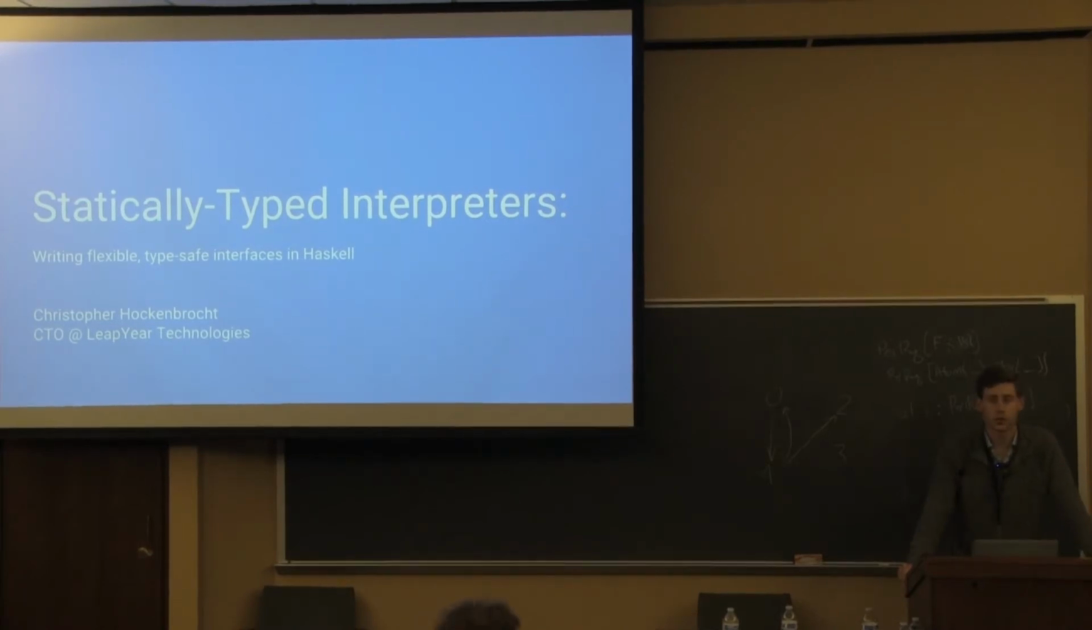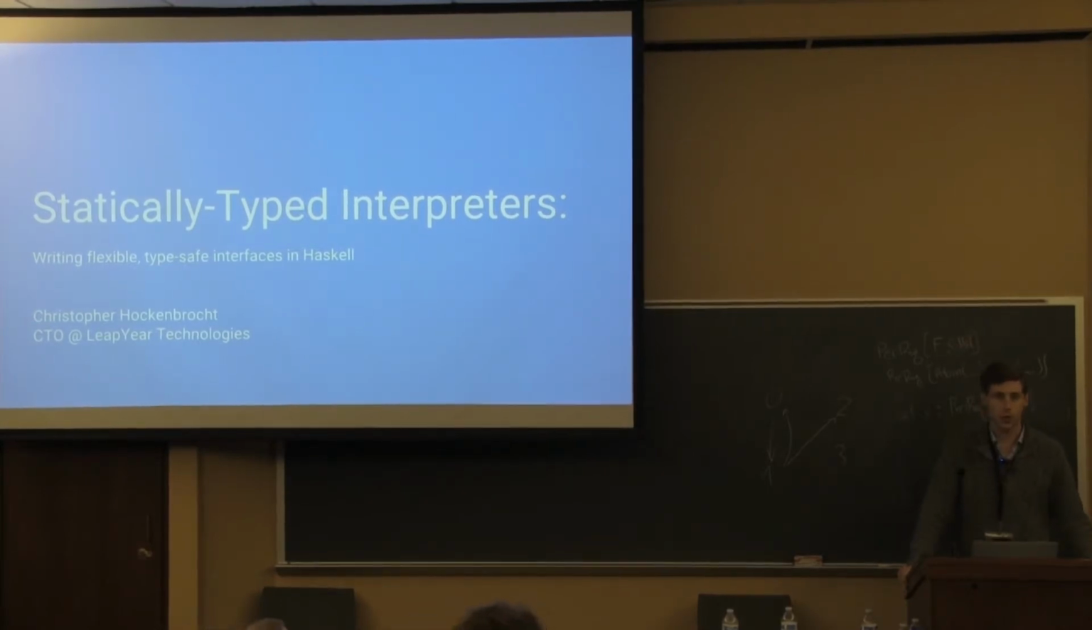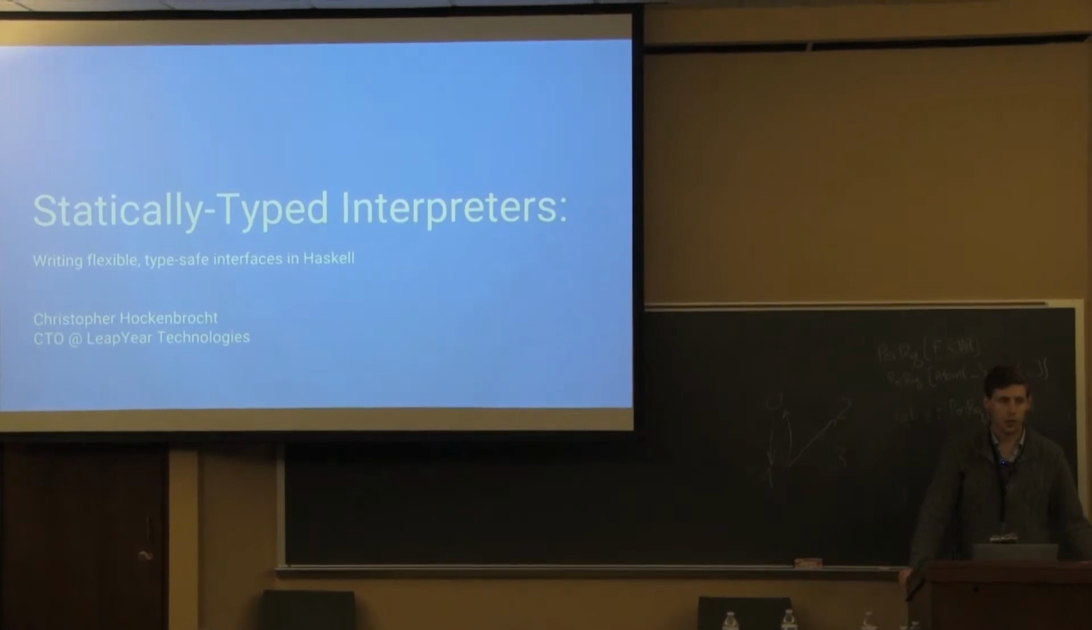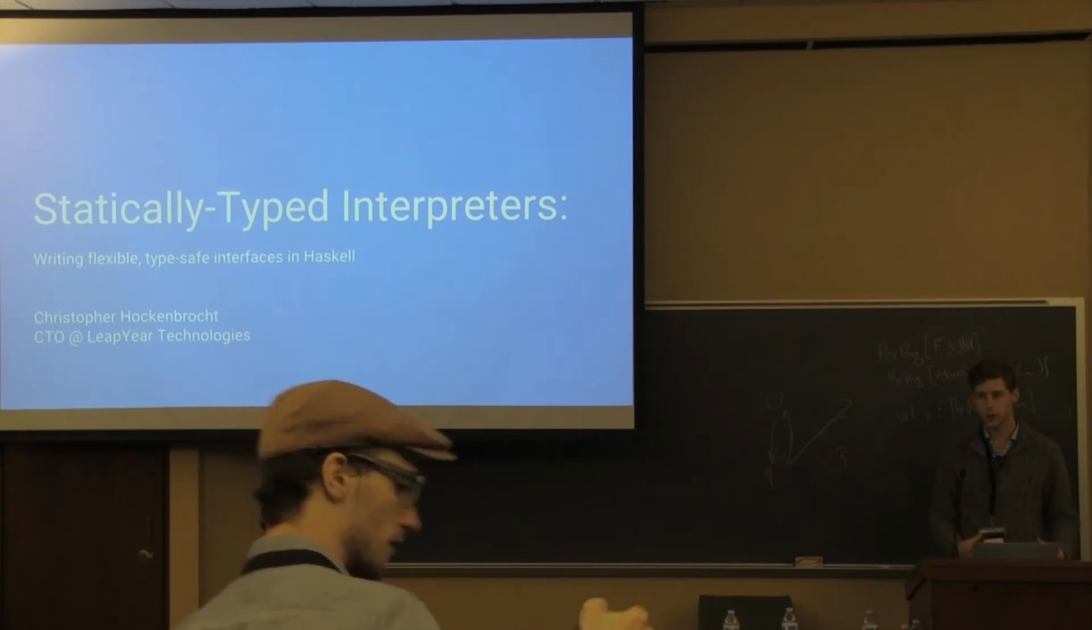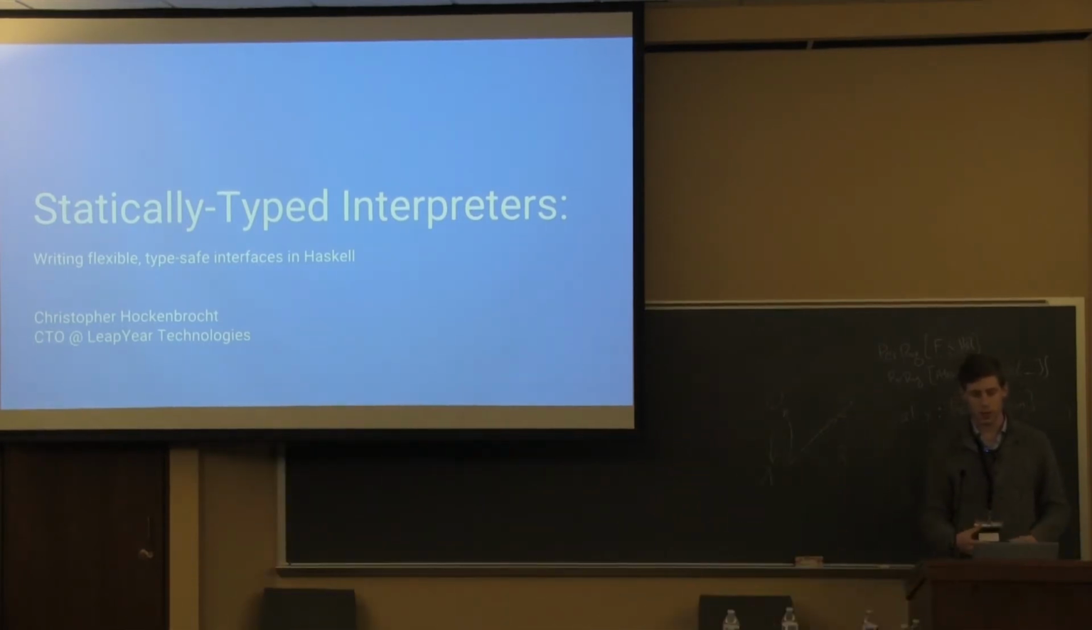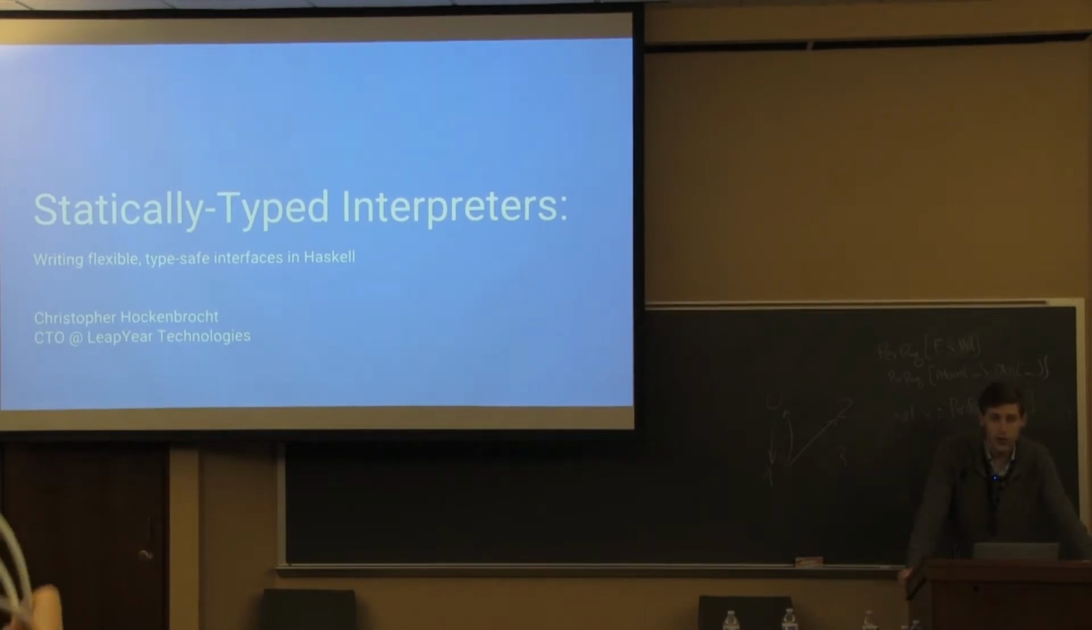So I'm Chris. I'm the CTO at Leap Year Technologies. Leap Year Technologies is a data security company in Berkeley. And primarily we're working in the intersection of cryptography and machine learning to provide certain data security guarantees for our software. And so the talk today is coming out of my experience working on this project, on some of the tools. I've got some code that is a simplified sort of version of what we've done.